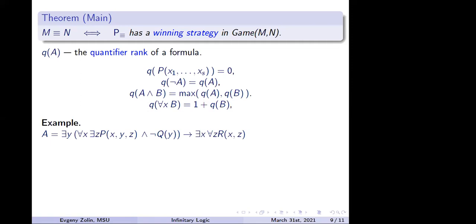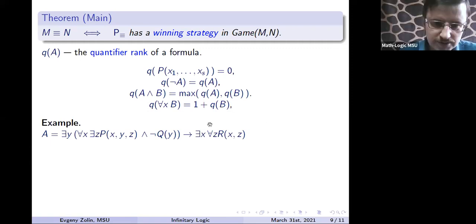Well, the premise of this implication and the first conjunct. If we see that there's 3. Yeah, so here we have 2 quantifiers, and here we have quantifier exists. Inside it, we have a conjunction. So we take the maximum. Here we have 0, and here we have 2. So the maximum of 0 and 2 is 2, and we simply add 1. So 3.